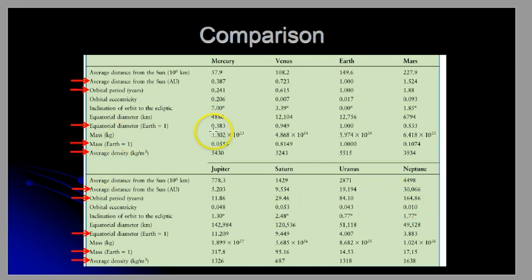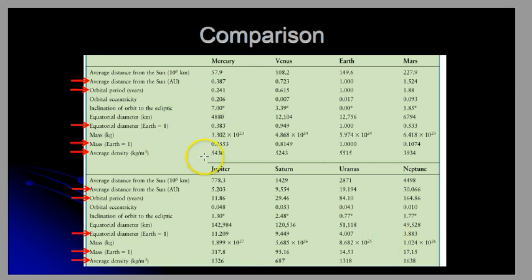You look at their size, relative to the Earth, make the Earth 1. So Mercury, Venus, Mars, all smaller than the Earth, although Venus is pretty comparable in size. But then Jupiter, 11 times. Saturn, 9 times. Uranus, 4. Neptune, essentially 4. The other really big difference comes in the mass.